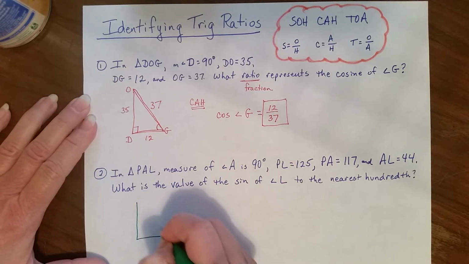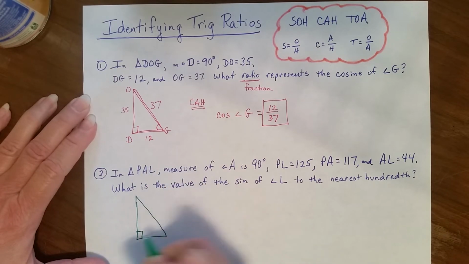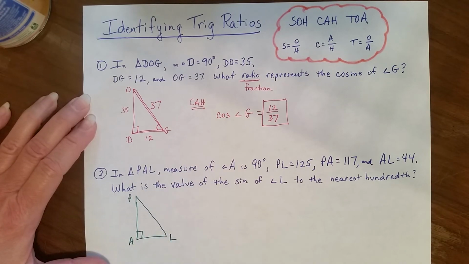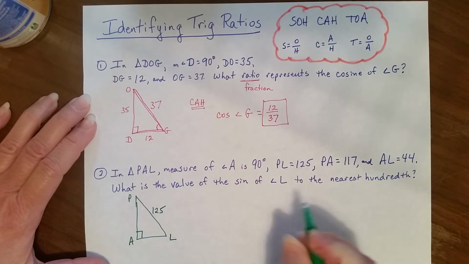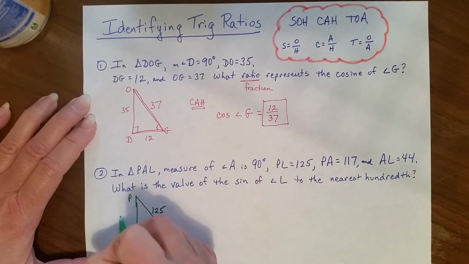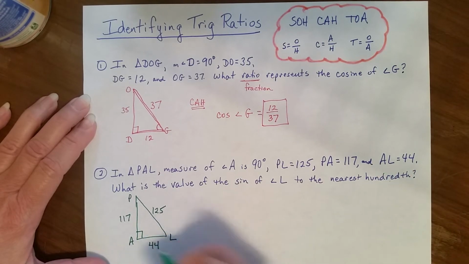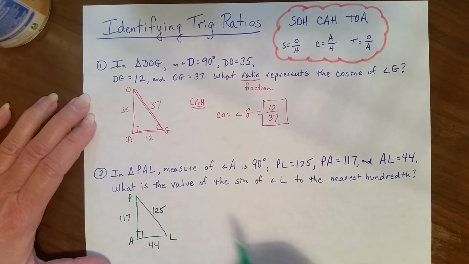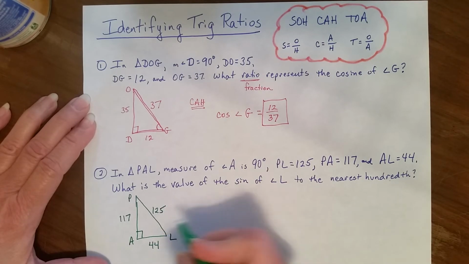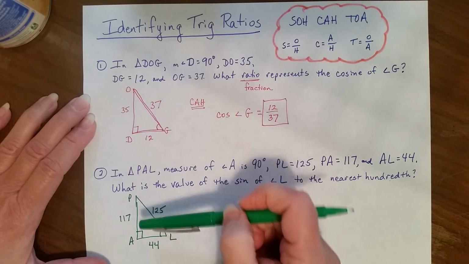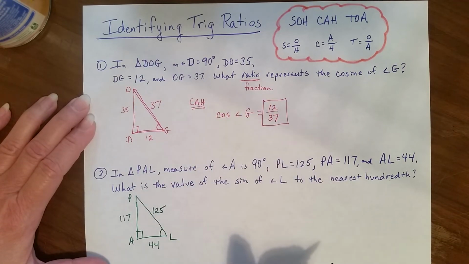Here's A, which is 90 degrees. So P and L have to go in the other two places. PL is 125, PA is 117, and AL is 44. What is the value of the sine of L? Again, here's angle L. It won't always be at the bottom. Sometimes it might be the acute angle at the top.